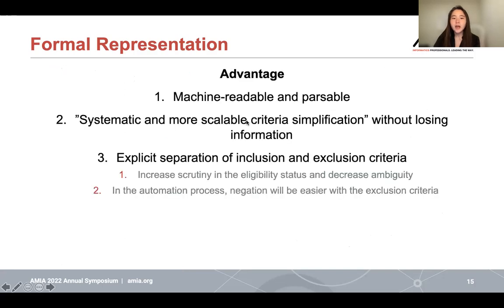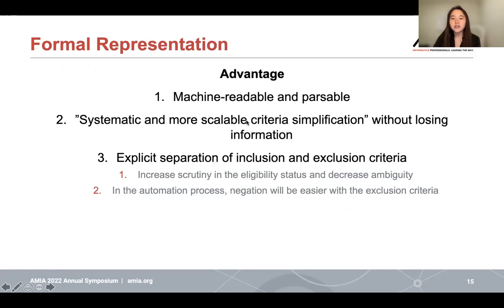Previous studies have pointed out the syntactical and semantic complexity of clinical trial eligibility criteria and the need for text simplification. The biggest advantage of this formal representation is that it captures the information needed in a clinical trial eligibility criteria in a standardized way and provides more consistency in the information we expect to see, thus making it machine readable and parsable. In other words, it is a systematic and more scalable criteria simplification without losing information.